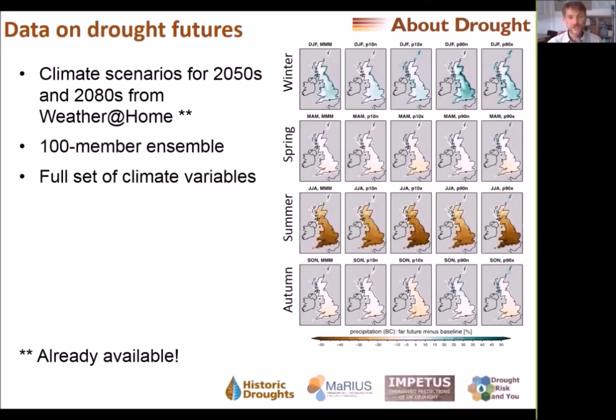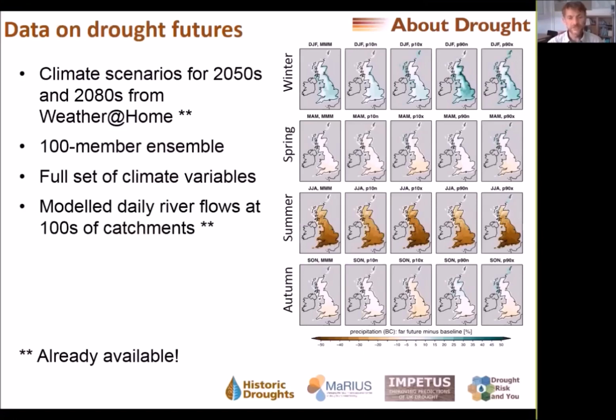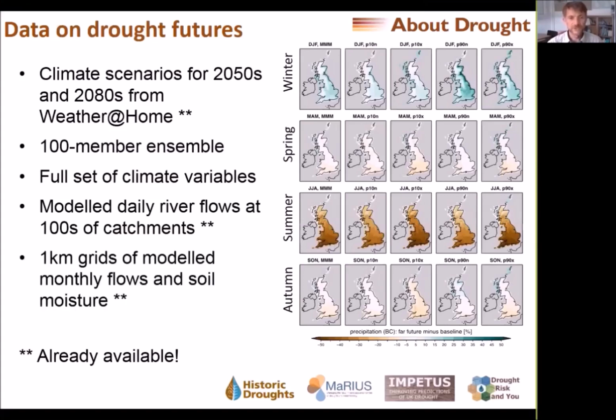There's a full set of climate variables from those Weather at Home runs. And then using that, we have modelled daily river flows at hundreds of catchments through a number of different hydrological models. And again, as well as that catchment-based river flow outputs, we've got monthly modelled river flows and soil moisture at a 1 kilometre scale across the country. And again, those data sets will be pulled together with the historic data sets within the sector-specific work streams in the About Drought project, looking at water supply and producing a set of drought libraries, which should come out in the future.